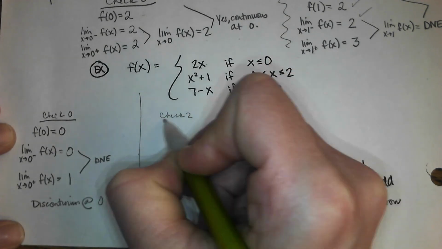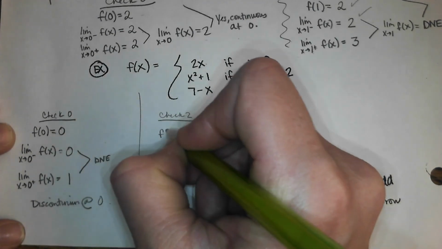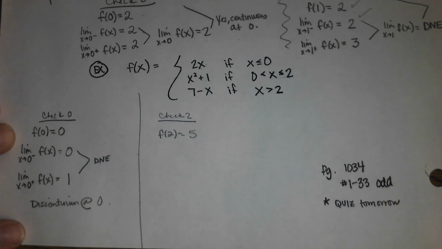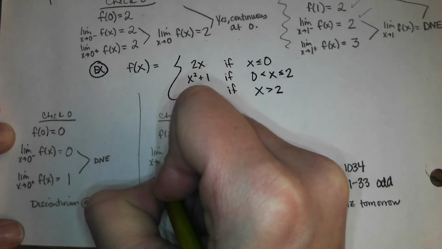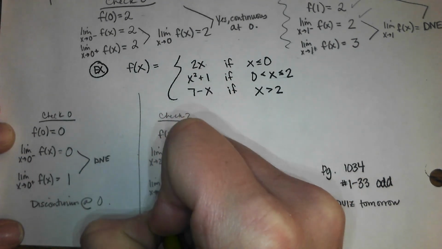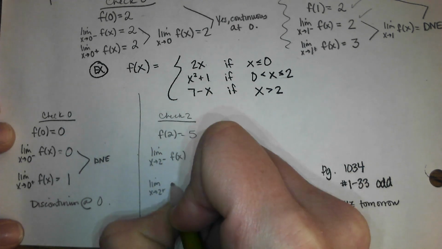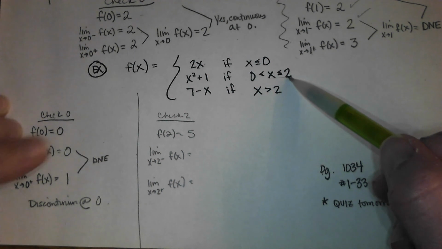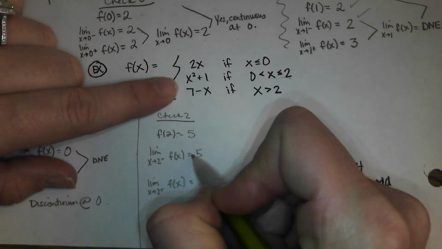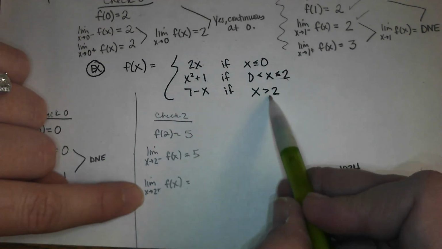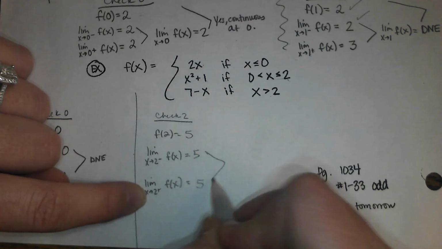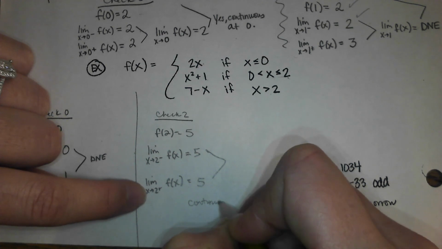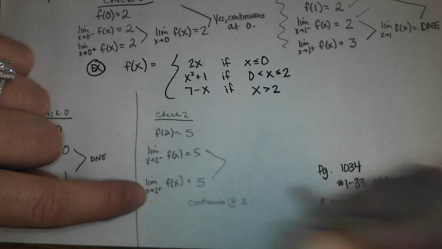And then we'll check 2. So f of 2, we plug into here, we get 5. Limit as we approach 2 from the left, limit as we approach 2 from the right on our function. Approaching from the left, we plug into this one. Approaching from the right, we plug into this one. 7 minus 2 is also 5. So here we've got a match, 5 for 5. So continuous at 2.